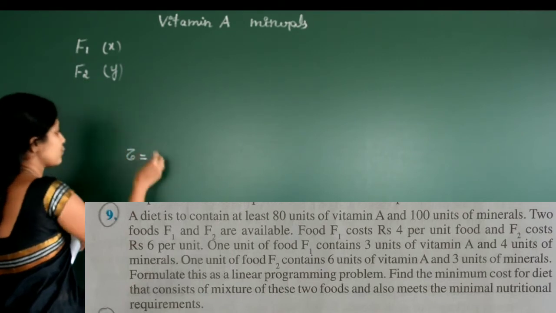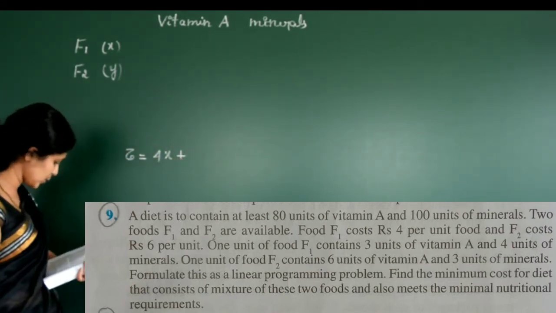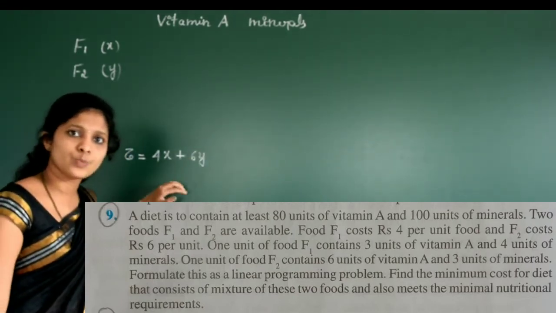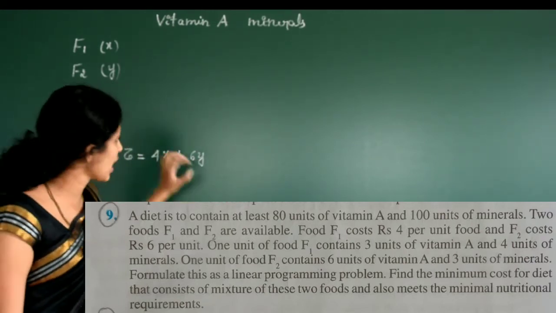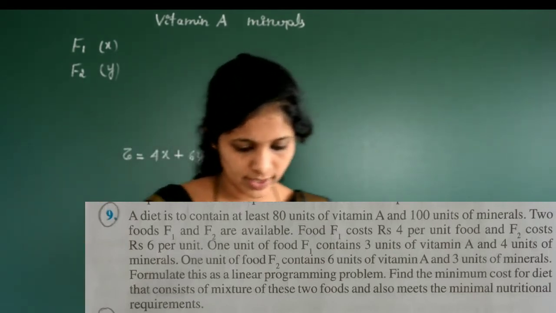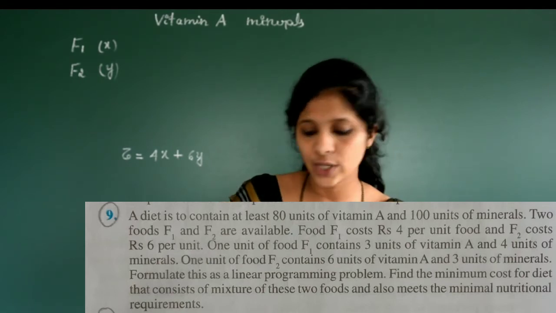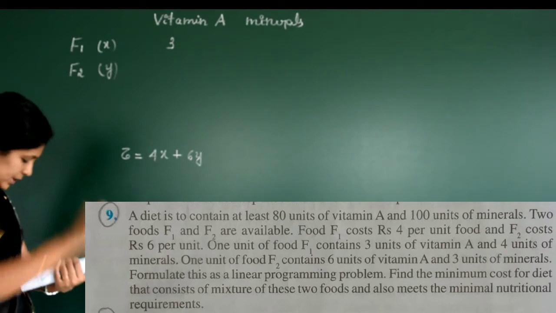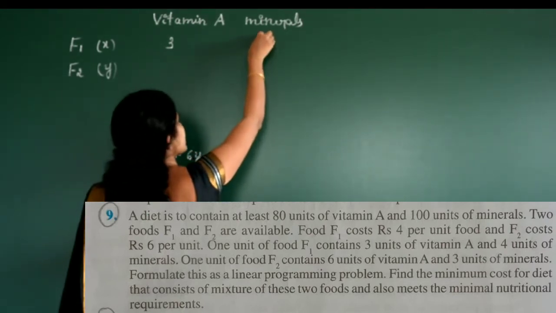So Z is equal to 4x plus 6y. Is it clear? Remember, the objective function is always either the profit or the cost. You have to either maximize or minimize this objective function. Next, what is given? See, 1 unit of food F1 contains 3 units of vitamin A and 4 units of minerals.